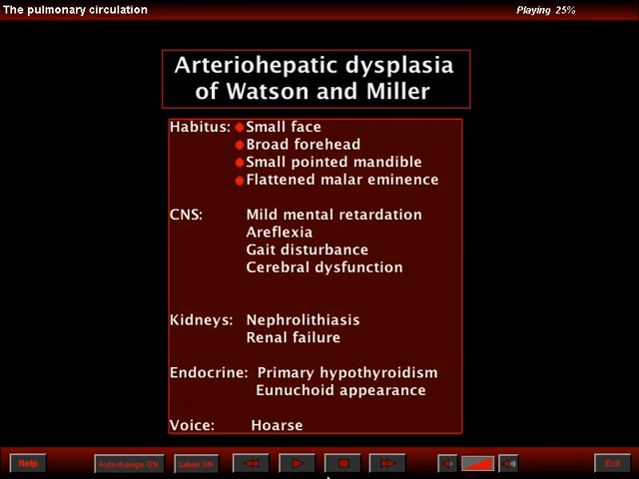The central nervous system abnormalities include mental retardation, usually mild, areflexia, gait disturbance, and cerebral dysfunction. In the kidneys, it is not uncommon to see nephrolithiasis or even nephrocalcinosis. The patient may have renal failure. And finally, the endocrine organs may be involved, such as primary hypothyroidism and a eunuchoid appearance. The voice of these patients may be hoarse.